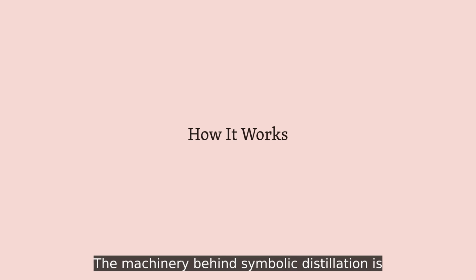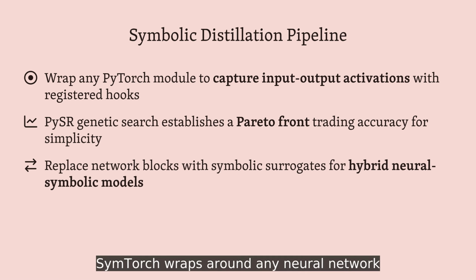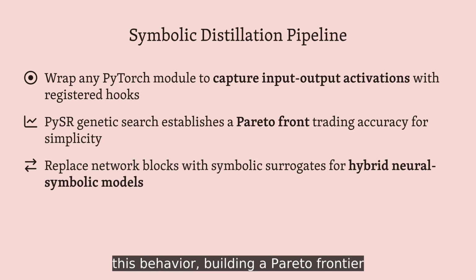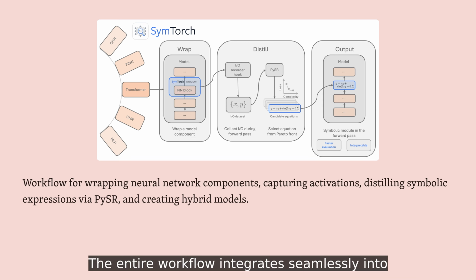The machinery behind symbolic distillation is surprisingly elegant. SymTorch wraps around any neural network component, capturing its input-output behavior during forward passes. Multi-population genetic algorithms then search for mathematical expressions that reproduce this behavior, building a Pareto frontier where you can choose between accuracy and interpretability. The entire workflow integrates seamlessly into PyTorch.